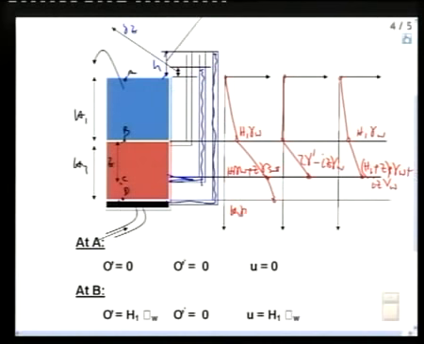Now, this will continue to be like this. H1 gamma water plus H2 gamma saturated, right? And here it will be H1 plus H2 plus H gamma water. And here we will have, what will we have? H2 gamma prime, right? Minus H gamma water. Okay. H1 gamma water.